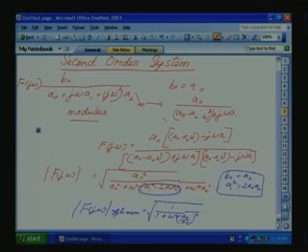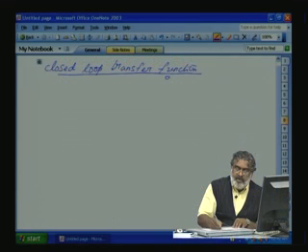Now let us take a third order system, because all our purpose is to optimize and choose the controller, the PI controller parameter, for our voltage loop. So let us take the third order system now. Now we are talking about third order.